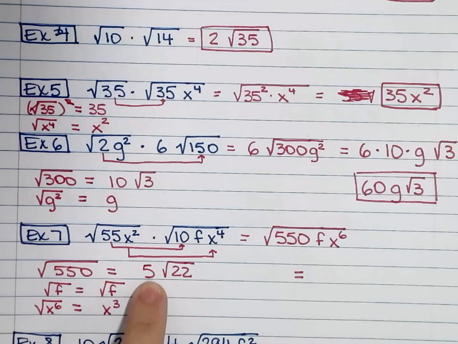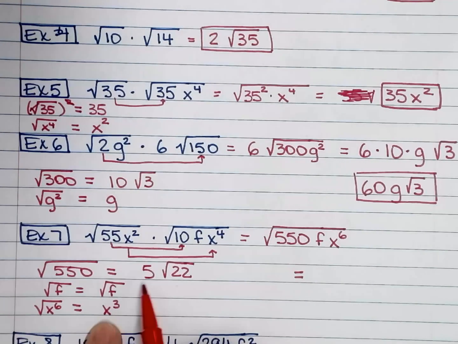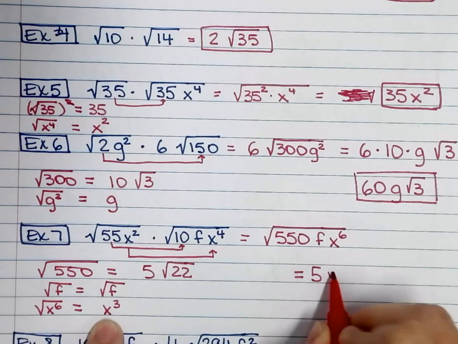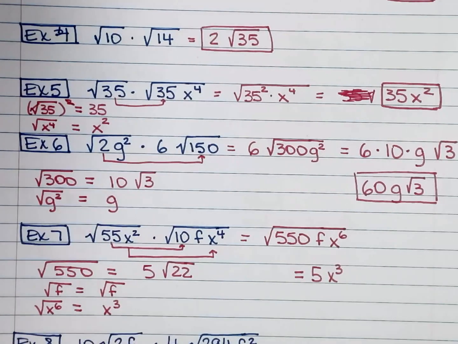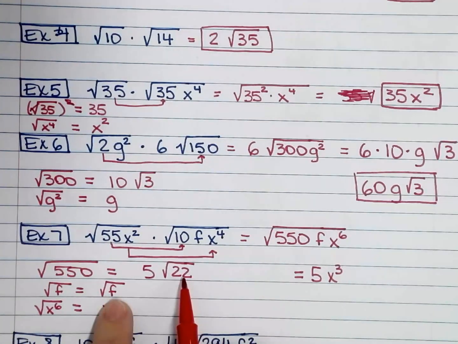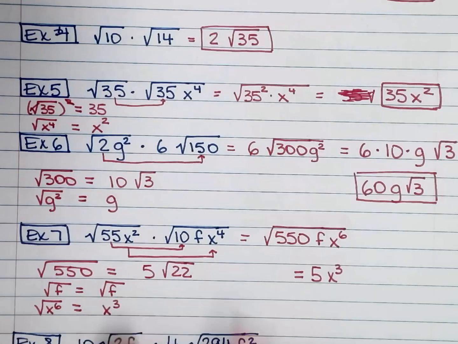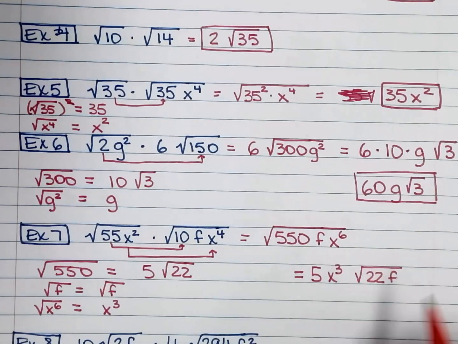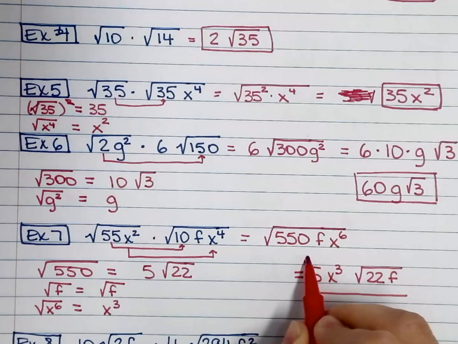So now we're going to bring them all together. What's outside the root goes with another thing that is outside the root. So I have 5 outside the root, x cubed also outside the root. And now I have square root of 22 and also square root of f inside the root. So 22f right there.